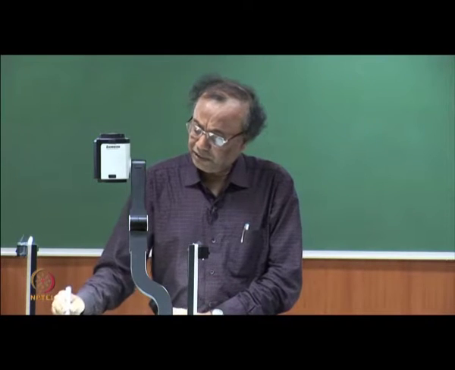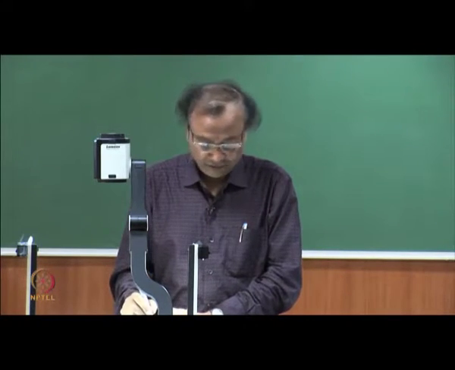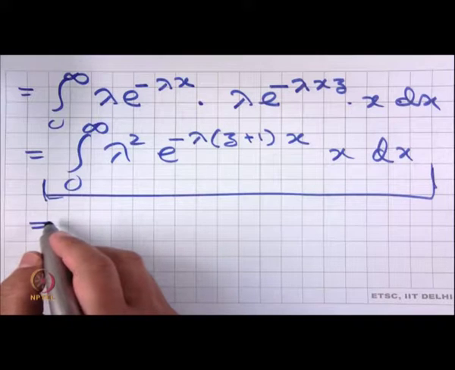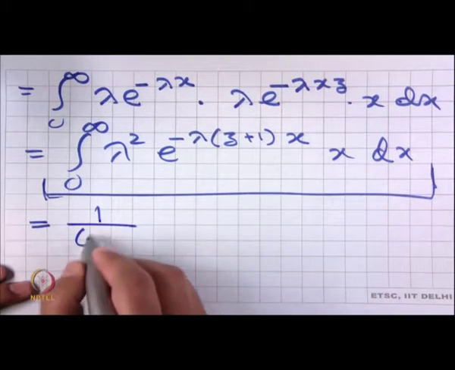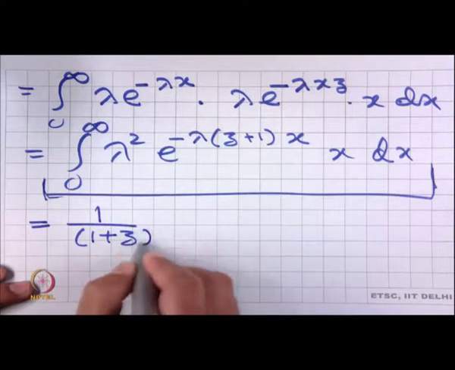And now, we see that this becomes the same as what we get in the first term. Therefore, without evaluating it any further, we can say that this is going to give us 1 upon (1 plus z) whole square.